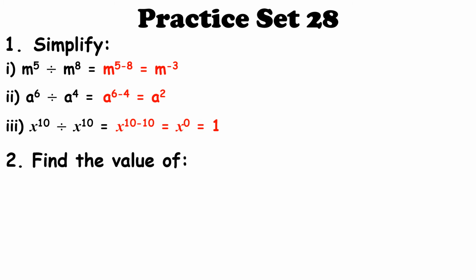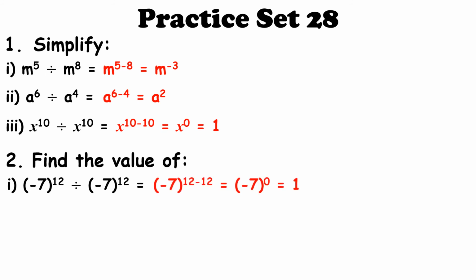Main question number 2. Find the value of. Here, we have to find the value of the following numbers. Minus 7 raised to 12 divided by minus 7 raised to 12 will be equal to minus 7 raised to 12 minus 12, which is minus 7 raised to 0. And as I just said, any number raised to 0 will be equal to 1.